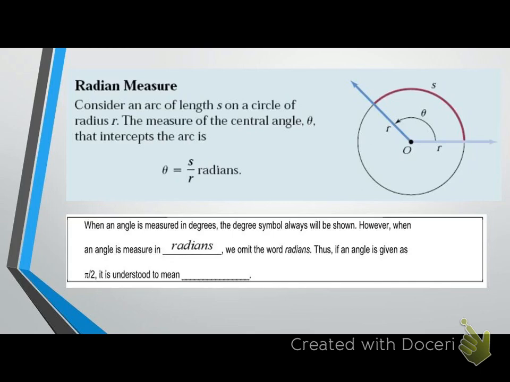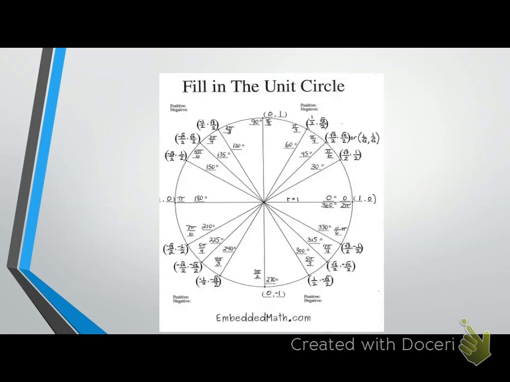An angle measured in radians, we won't write the word radians out. You won't see radians, you'll just see the measure. Now, most of the time, if not all the time, a radians measure will be in terms of pi. So, for example, pi over 2 is a radians measure. Pi over 2 is meant to mean pi over 2 radians. We just don't say the radians or write it down. Okay? So that's where it comes from.